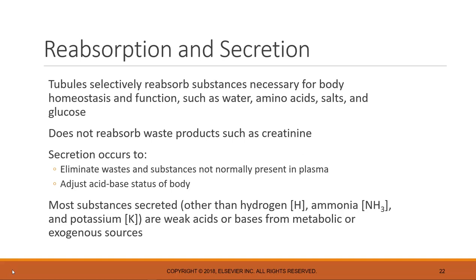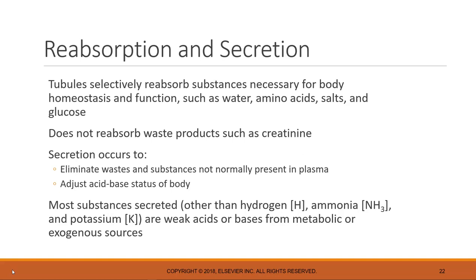Secretion occurs to eliminate the waste and substances not normally present in the plasma, such as drugs, contrast media from an X-ray, and also to adjust acid-base status of the body. Most substances secreted, other than hydrogen, ammonia, and potassium, are either weak acids or bases from metabolic or exogenous sources. Metabolic are those things produced through your cells, they're living and breathing and metabolizing, or exogenous sources that are coming in from the outside.